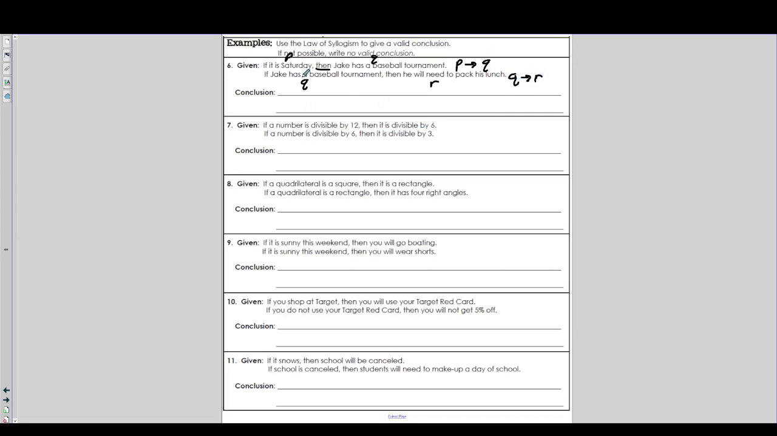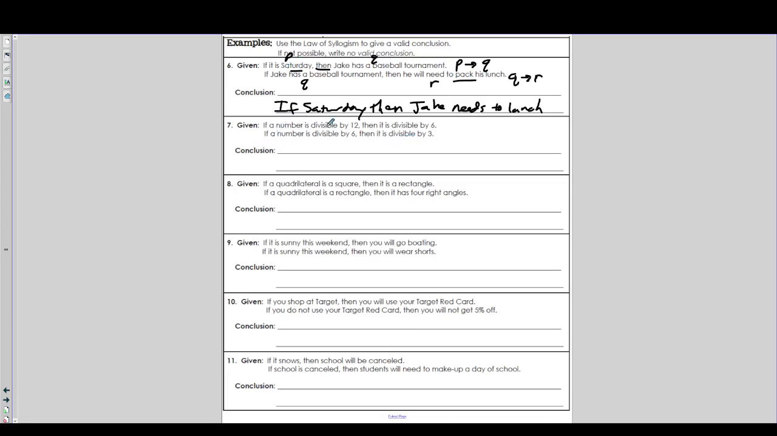Okay? So since we have that, we're allowed to chain it together and basically get rid of the statement about the baseball tournament. We can say, if it is Saturday, then Jake needs to pack his lunch. I'm just going to shorthand it. So we get rid of that part about the baseball tournament because it doesn't actually matter from the original premise to the final conclusion. It just kind of drops out.